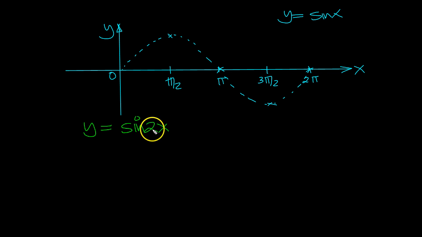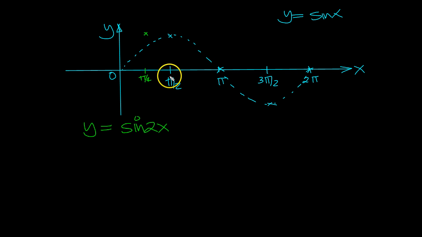pi over 4, 2x is pi over 2, and sine pi over 2 is 1. So the input value pi over 4 here, when we put it in, we get sine pi over 2, which is this value here. So it's as though that value squashes up here. So you can see it goes up twice as quickly.